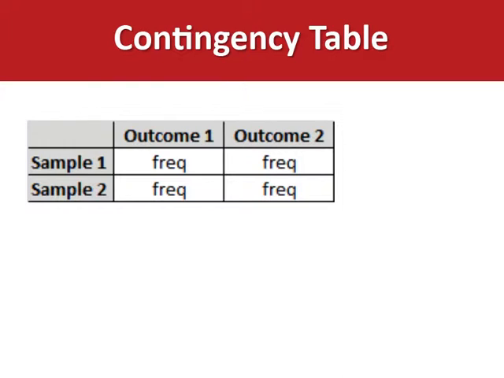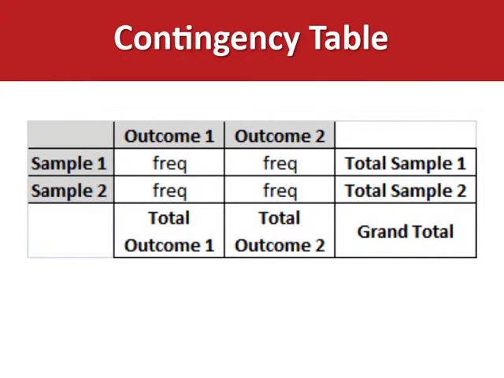and having outcome 1. Now what we can do to flesh this out a little more is look at the marginal totals. The total number from outcome 1, the total number from outcome 2, and the same for the samples, and of course the grand total. The information in the contingency table allows us to calculate the observed probabilities of membership in sample 1 outcome 1 versus sample 2 outcome 2, as well as the marginal and conditional probabilities, which become much more important later.